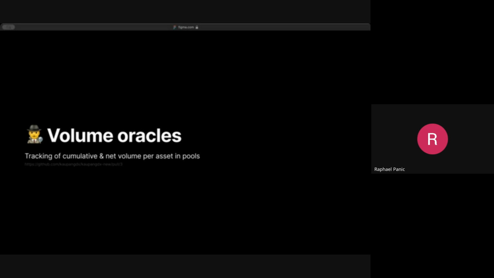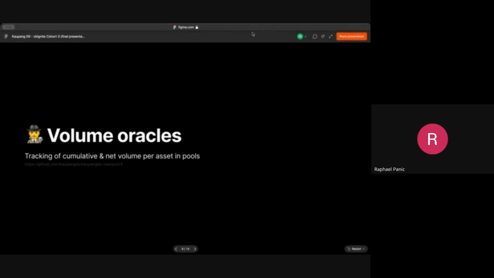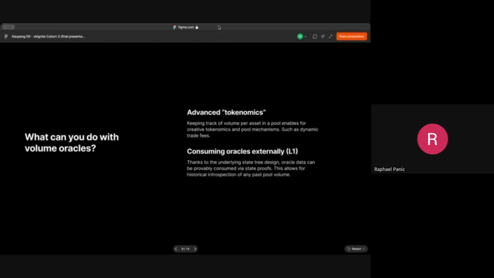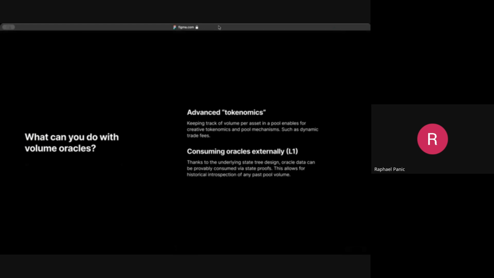So basically, the reason why we built volume oracles is first to showcase the possibilities of the tech stack, and then also for a feature that I will come to after that, our dynamic trade fees. So what are oracles in our setting? They are basically a way to track some data that comes out of the continuing operation of the DEX itself. In our case, that's the volume.